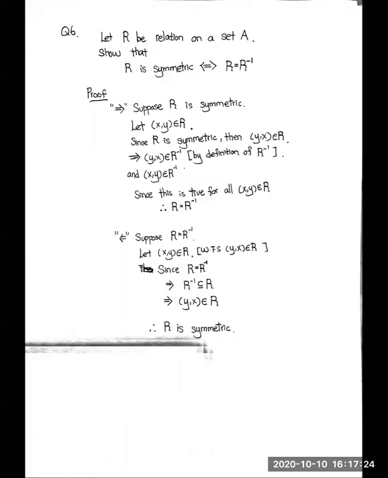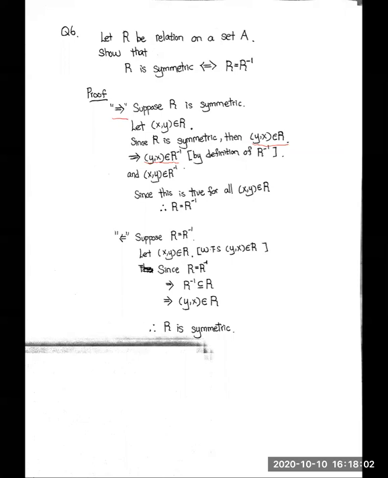Question 6. Let R be a relation on a set A. Show that R is symmetric if and only if R is equal to R inverse. So let us prove these directions. Suppose R is symmetric. Then we take any element (x, y) in R. Since R is symmetric, we know that (y, x) is also an element in R. Then by definition of R inverse, because we have (x, y) in R, of course we must have (y, x) in R inverse. This is purely by definition.